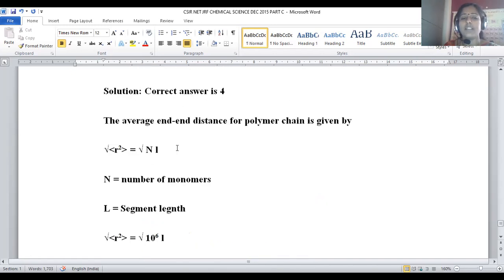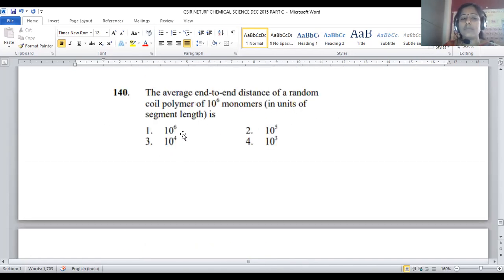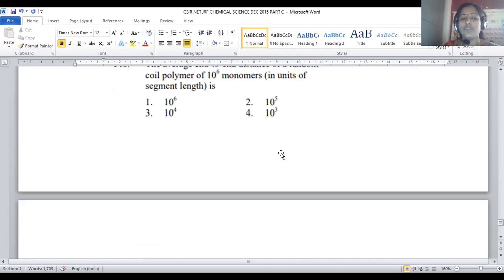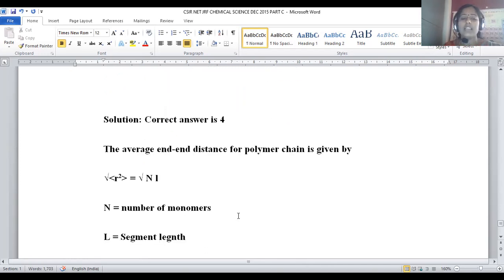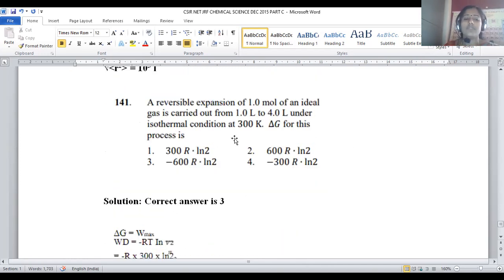L denotes what? Segmental length. They are asking for the value in segmental length only. So 10 to the power 3, that is provided in option number 4. For question number 140, option number 4 is the correct answer. Let us move on to question number 141.